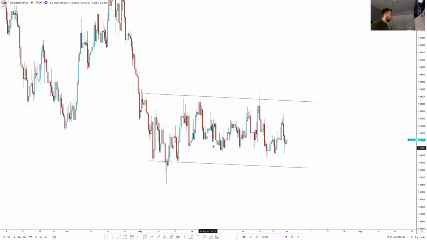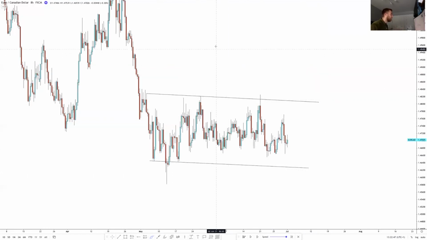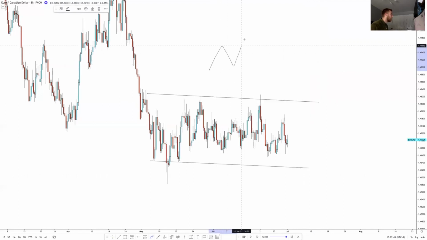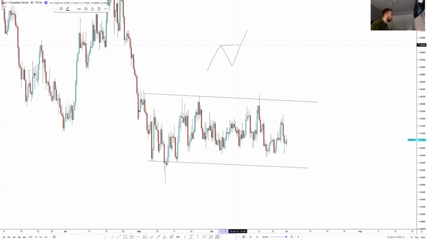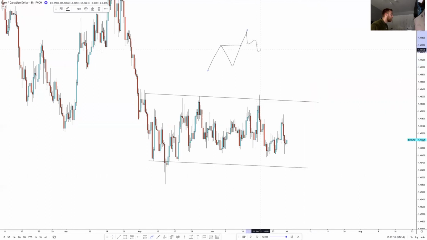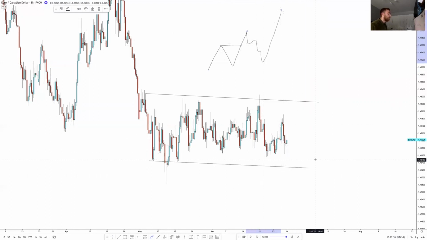Now, looking at this, what can we see and what can we understand? As we looked at that example in the first place, what we want to see is a break of structure, and then we'll be looking for price to come back into orders and continue a move to the upside, okay? So that's what we're looking for here.